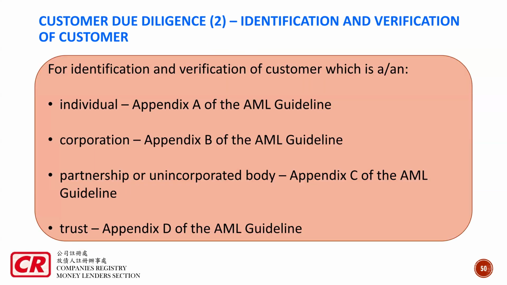To assist licensees in their identification and verification of customers, the AML guideline has several appendices. For example, if the customer is an individual, you may refer to Appendix A. If that is a corporation customer, then you will refer to Appendix B. For partnership or unincorporated body, that is Appendix C. And lastly, for trust, you may refer to Appendix D. You may follow the guidance in the appendix to collect information and documents in respect of those respective customers.